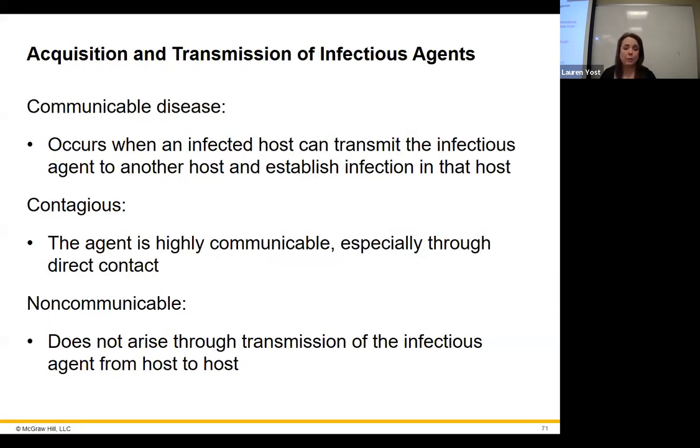Communicable disease is anything that can be spread from one person to another. A contagious disease is going to be highly communicable. Basically, like COVID, was so communicable that we had to have guidelines in place to keep it from being communicable. So that was contagious.